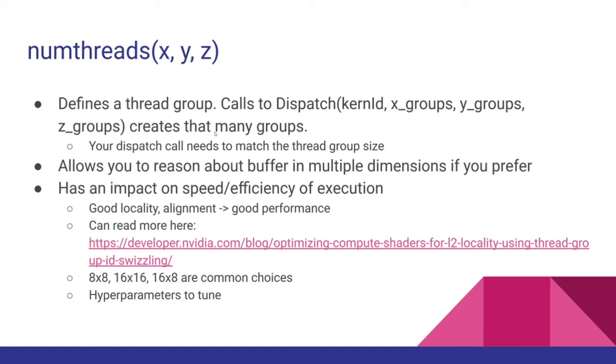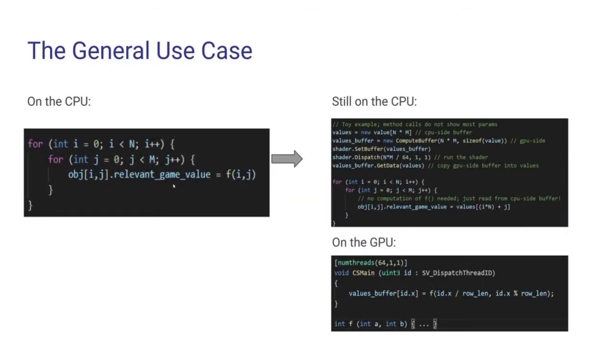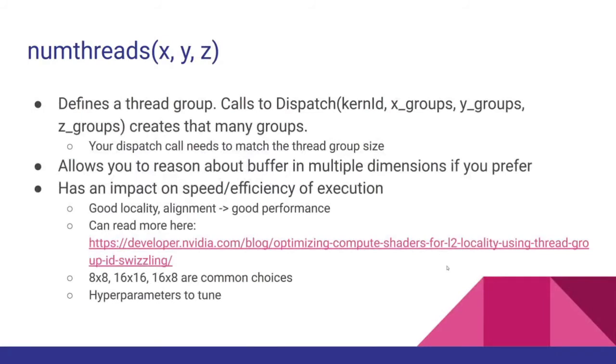So what this means is that if I dispatch 10 X groups, then I will create 10 thread groups of this size for my shader. So it actually ends up being a 10 times 64 by 1 by 1 vector. And what these thread groups allow you to do is reason in multiple dimensions if you prefer. So if the computation you're doing is over a flat plane, it may be easier in your head to index using the thread group.